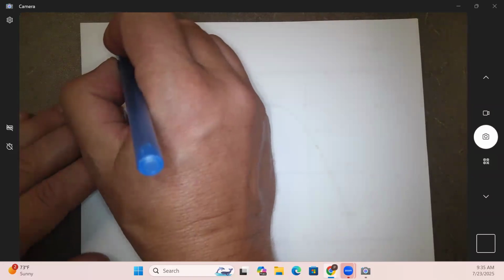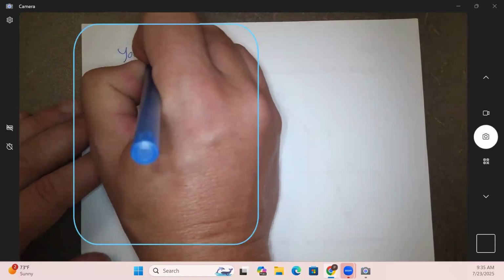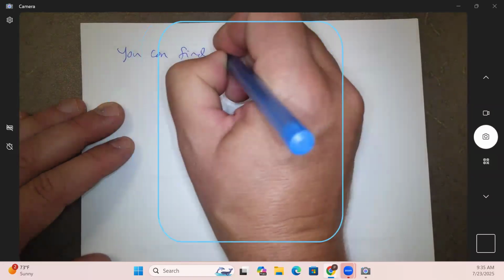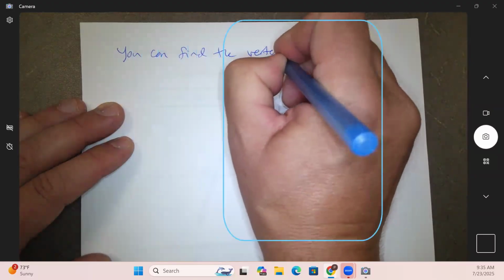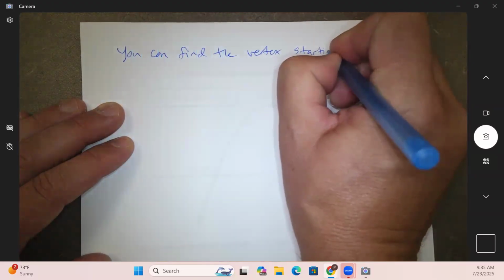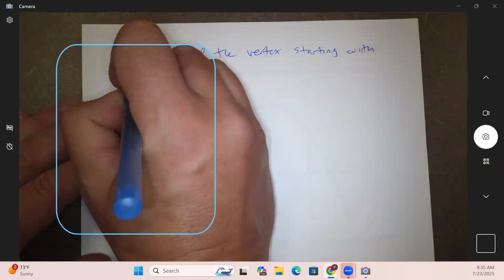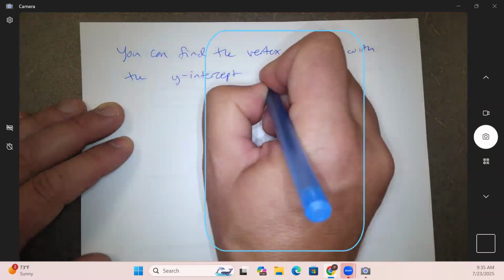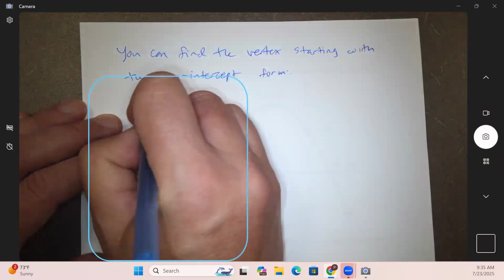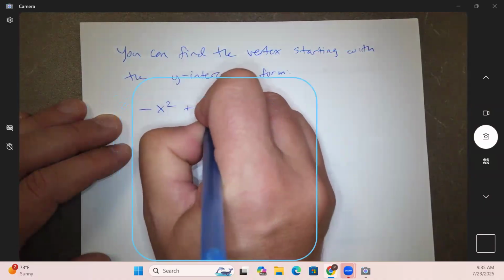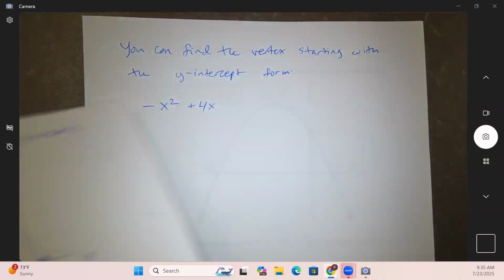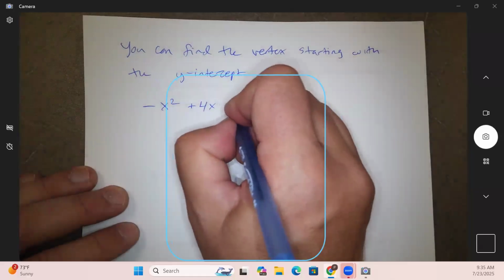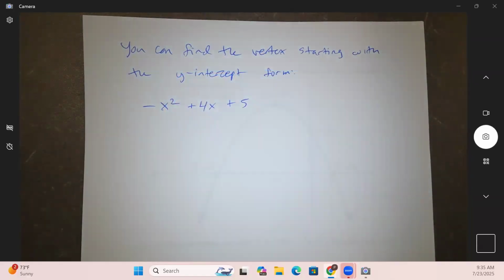A couple more ideas. You can find the vertex starting with the y-intercept form. I had a minus x squared plus 4, is it plus 4x? Yep. Plus 5. That's there.